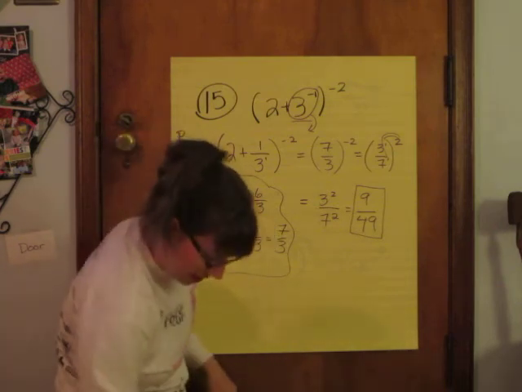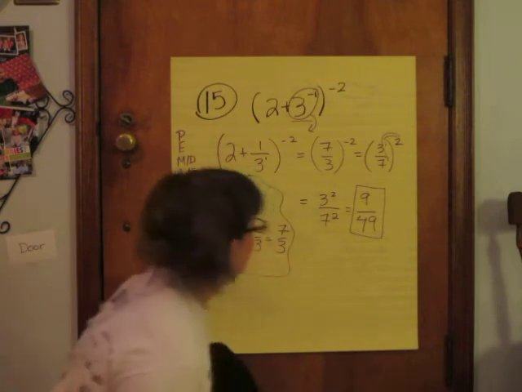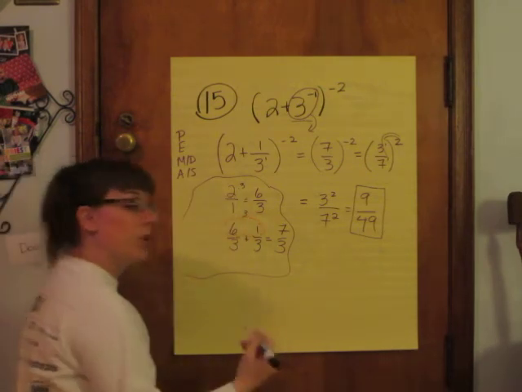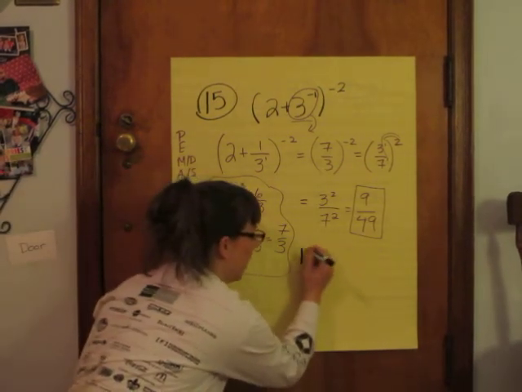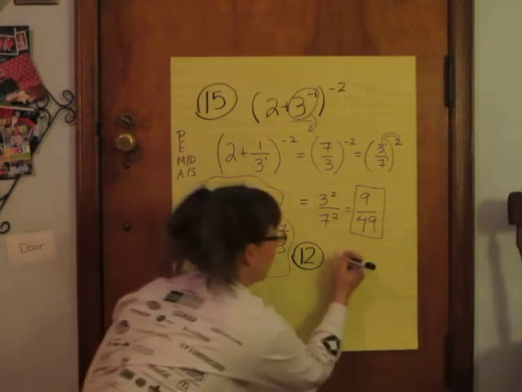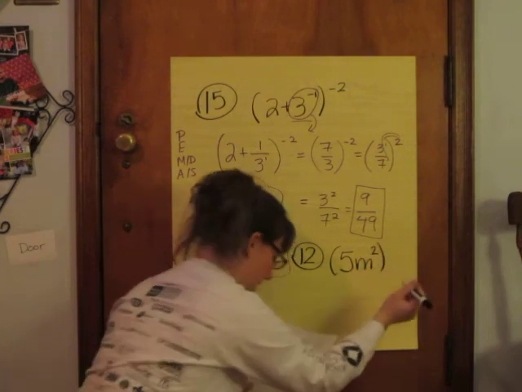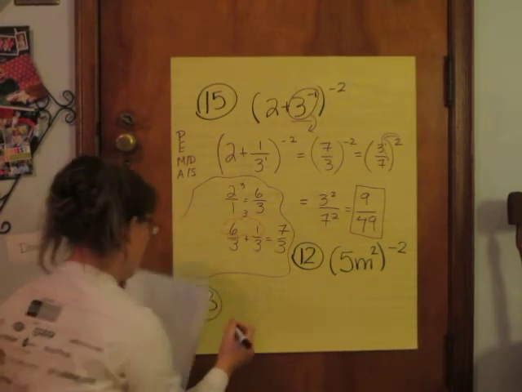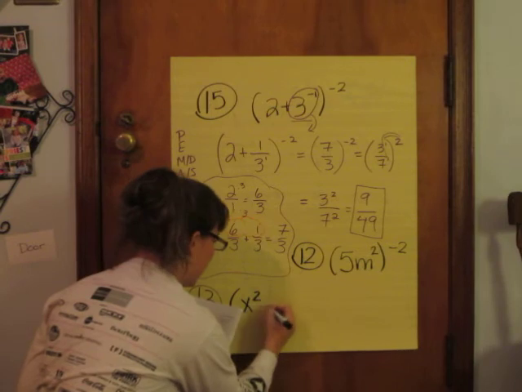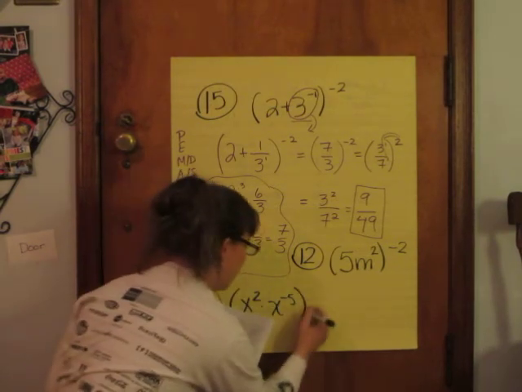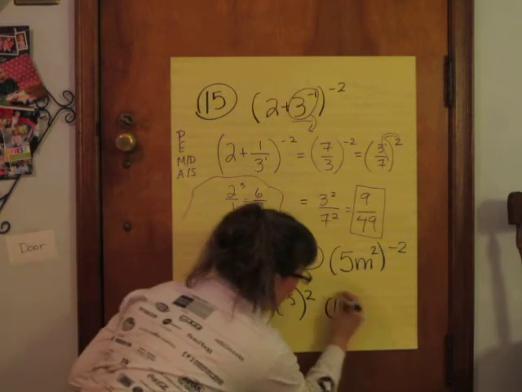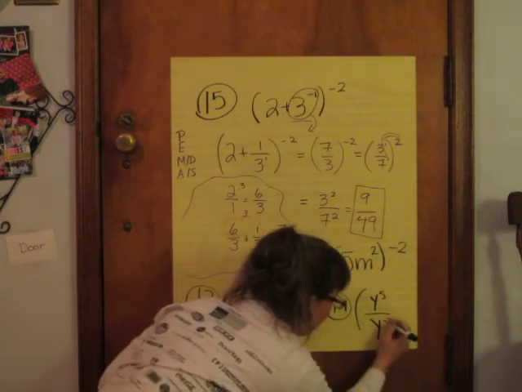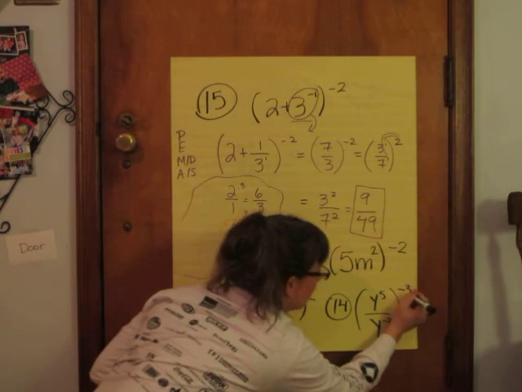Okay, the last problems that I want you to try on your own are on this worksheet, 12, 13, and 14. If you don't have that worksheet, I'm going to write them right down here. 12 is 5m squared to the negative second. 13 is x squared times x to the negative 5 squared. And 14 is y to the 5th over y to the negative second, all to the negative third.